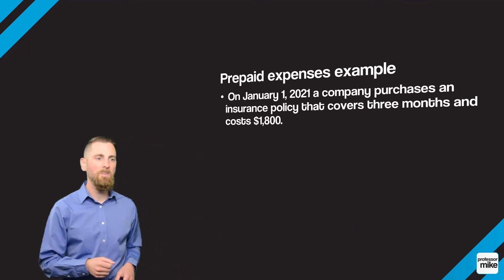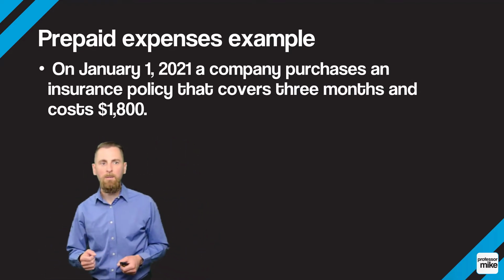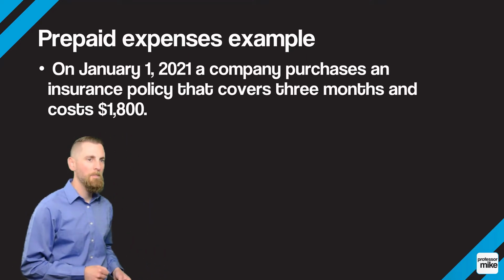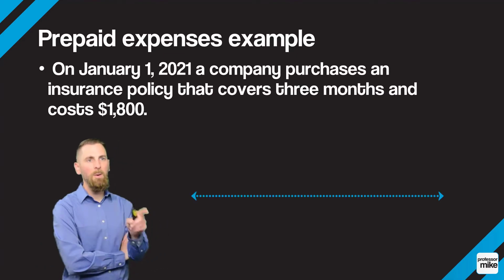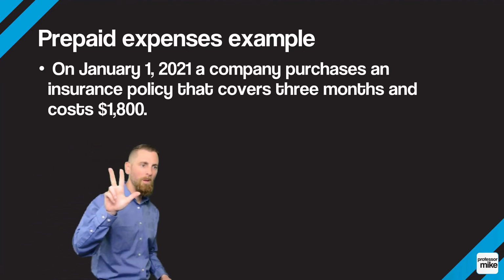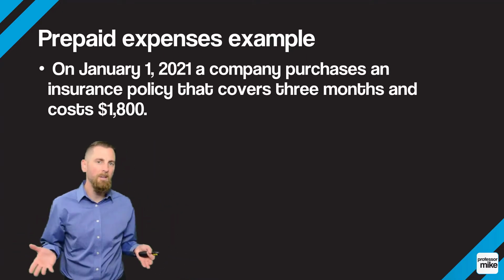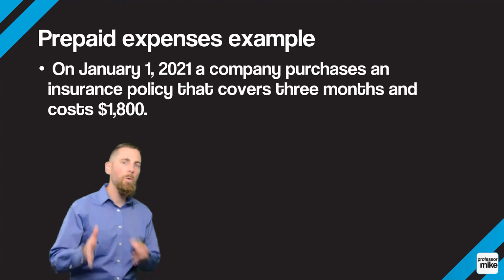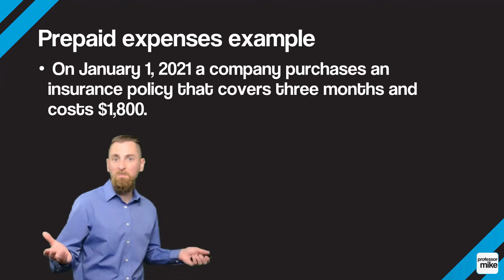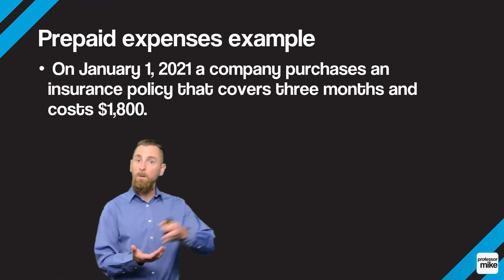Let's do an example to see if we can figure this all out. On January 1st, 2021, a company purchases an insurance policy that covers 3 months and costs $1,800. So January 1st, the policy is going to benefit the company for 3 months. January, Feb, March. 3 months, right? The cost of the policy should be spread over the time period for which it benefits the organization, right? Because of the matching principle. So we want to actually match it to those time periods. So if you built a set of financial statements at the end of January, let's say, you would actually want to have insurance represented appropriately there.